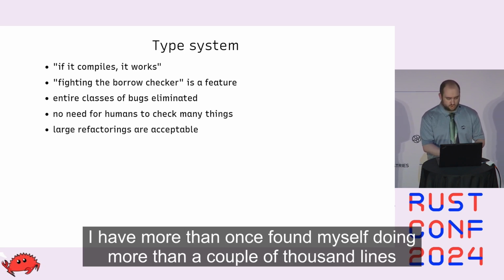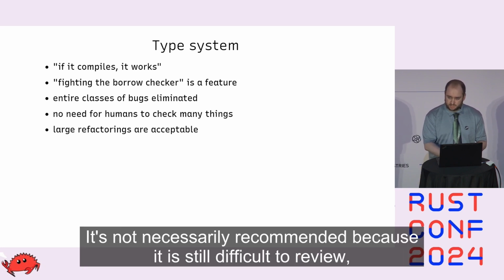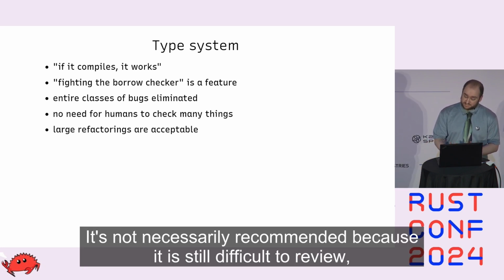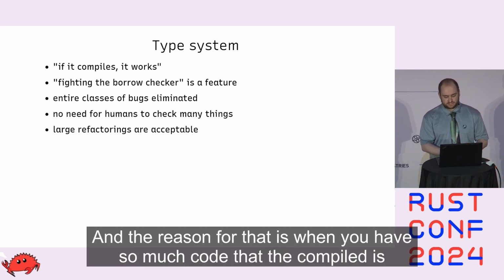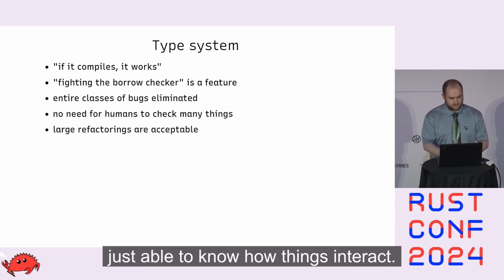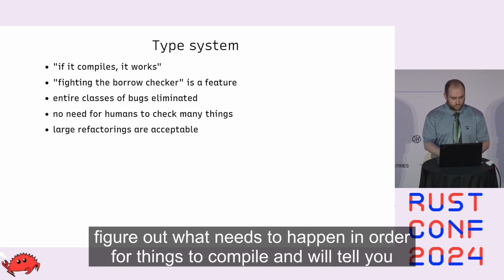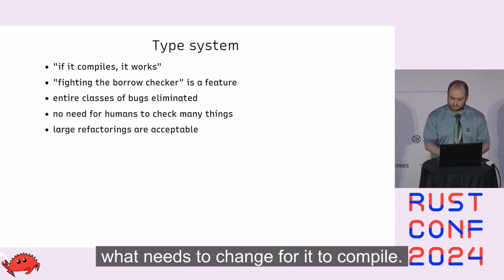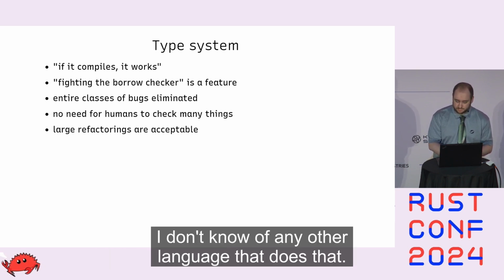I have more than once found myself doing more than a couple thousand lines of code difference in a single pull request, and that's acceptable. It's not necessarily recommended, because it is still difficult to review, but it is possible. And the reason for that is when you have so much code, the compiler is just able to know how things interact. And when it does that, it is able to enforce numerous invariants, figure out what needs to happen in order for things to compile, and will tell you what needs to change for it to compile. And to me, that's pretty impressive. I don't know of any other language that does that.